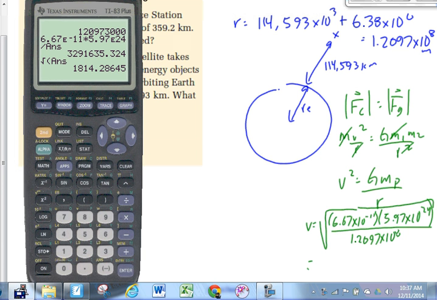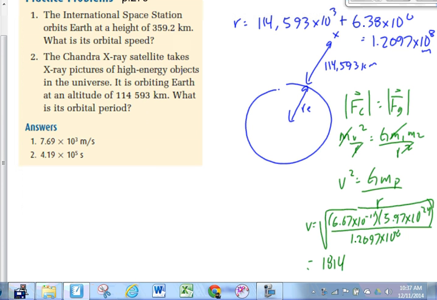1,814 meters per second. That's pretty quick, but it's slower than I expected. 1,814.29 meters per second. It's quick, but compared to the space station and the space shuttle as it used to orbit around the Earth, it's nowhere close. The space station orbits around Earth at about 30,000 kilometers per hour, which is about 8,000 or 9,000 meters per second. 8 or 9 kilometers per second. Way faster than this thing.